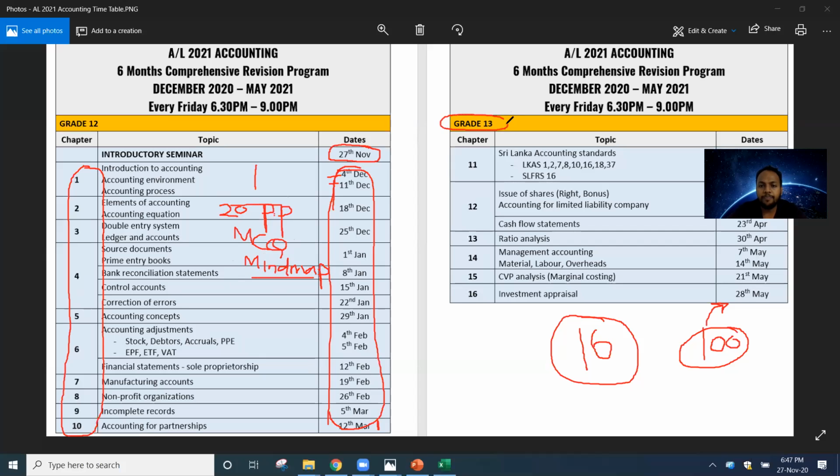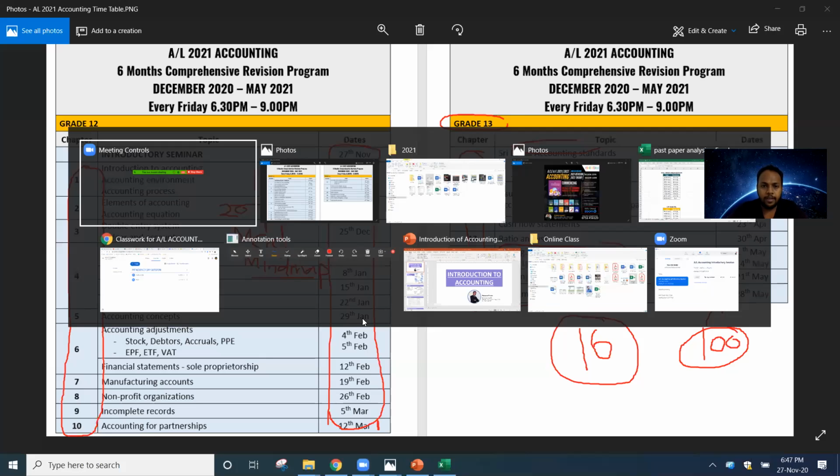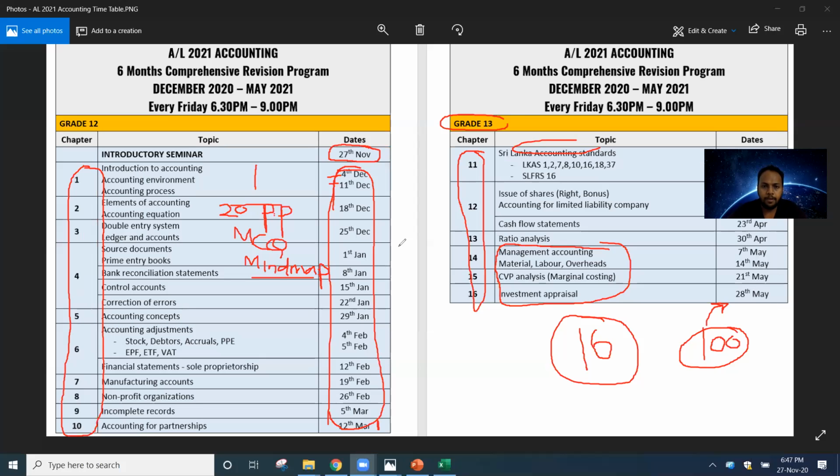And grade 13, we have 6 chapters, especially the accounting standards and the costing part, the management accounting part. Okay, so next, let me explain the plan. How does it work?